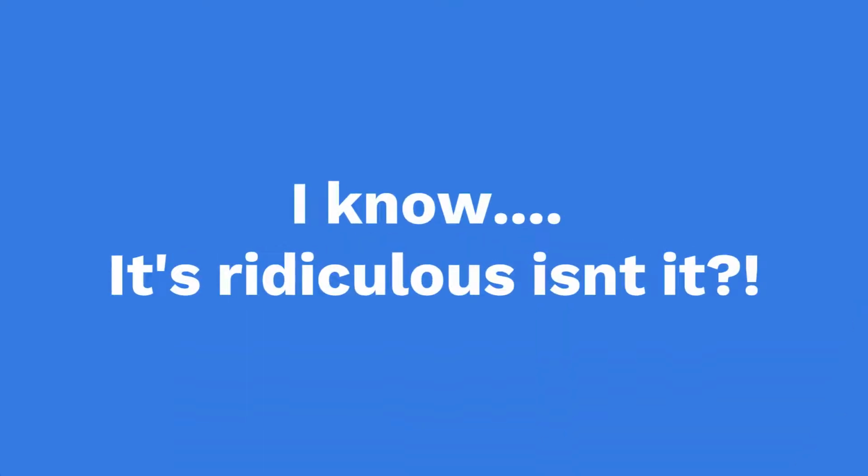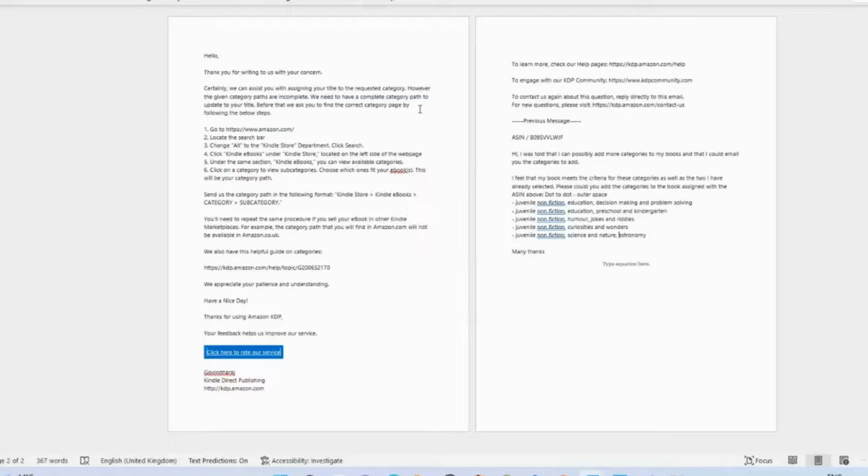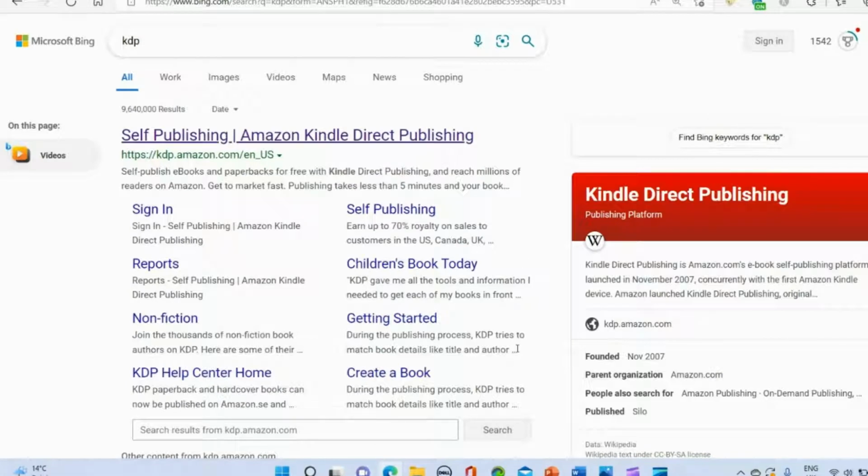And having extra categories will increase your chances of your book being found. So it's a really good idea to get these extra categories. So I just really want to go through exactly how we request these, structuring your email correctly so that you can get this request sorted out. So first of all, let's take a look at the book that I'm going to be requesting more categories for.